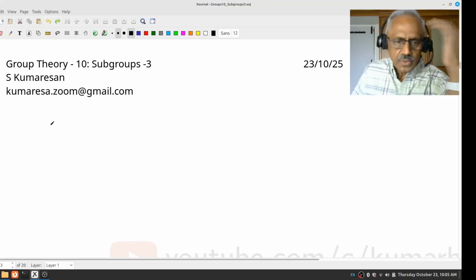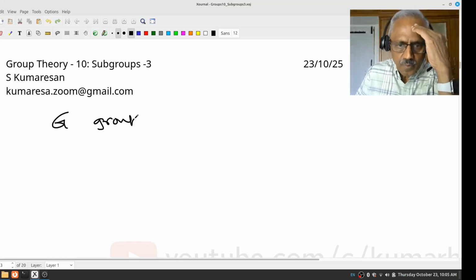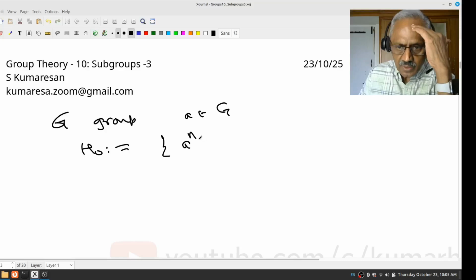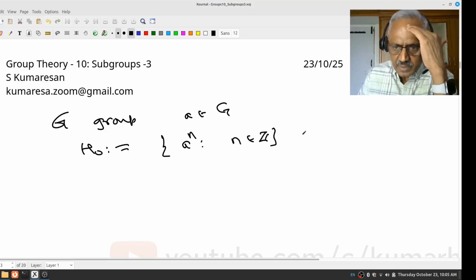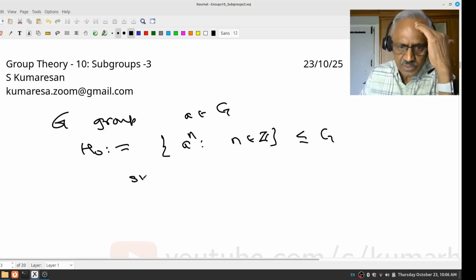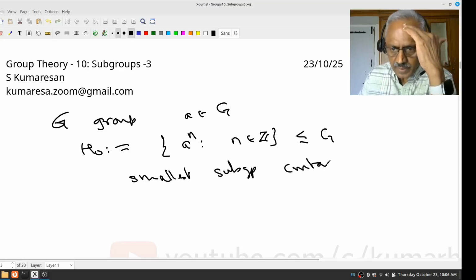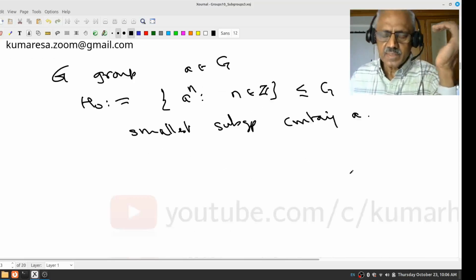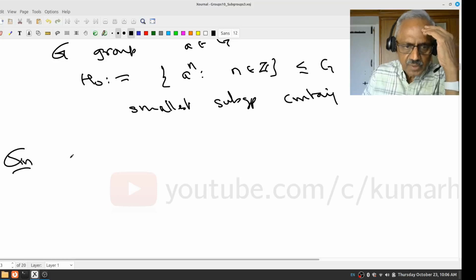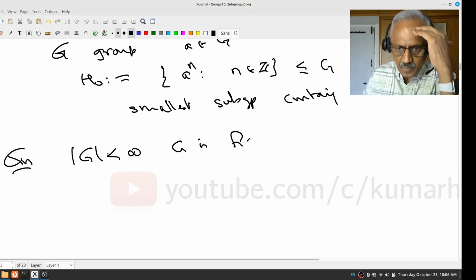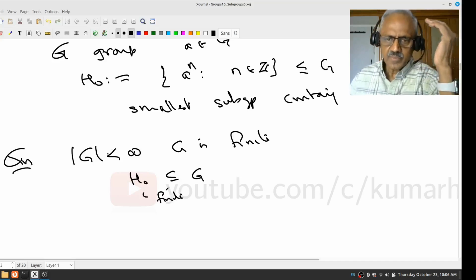So G is a group and a is an element. Then if I denote H naught to be the set of all elements a to the power n, where n varies over Z, this is a subgroup of G and it's the smallest subgroup containing a. Now the question is, suppose G is finite, that is, G is a finite set. Then H naught is a subset of a finite set, therefore this must be finite. We want to understand what it means.